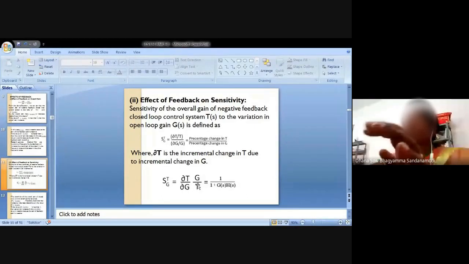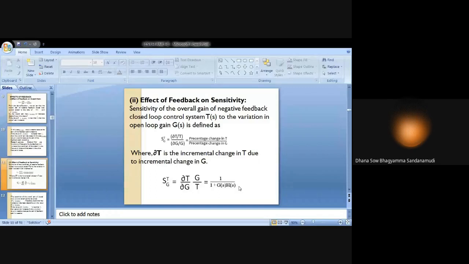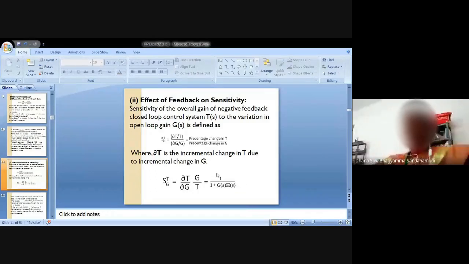By substituting the transfer function equation here, you will get the sensitivity. If there is any equation for G of S, substitute that equation also. We don't have any equation here. In general, based on the analysis, engineers have found that it will be the reciprocal of 1 plus G of S, H of S.